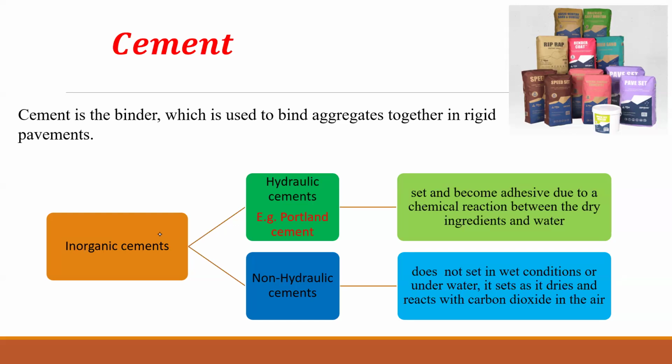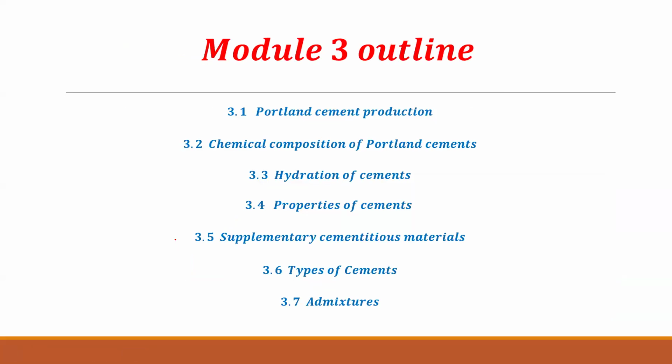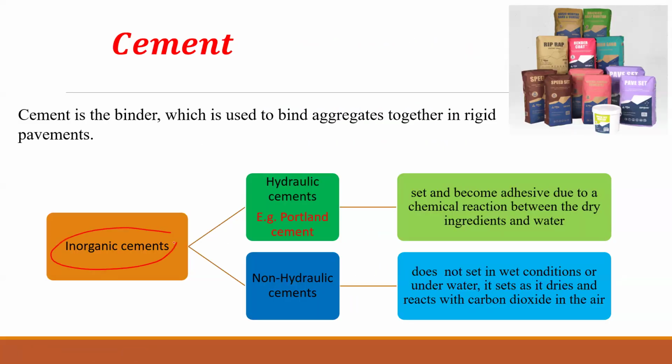When we look at the inorganic cements, we can divide them into two categories, hydraulic cement and non-hydraulic cement. The main difference is that hydraulic cement gets hardened by the reaction with water. It sets and becomes adhesive due to a chemical reaction between the dry ingredients and the water. So that's the main type of cement that we use.